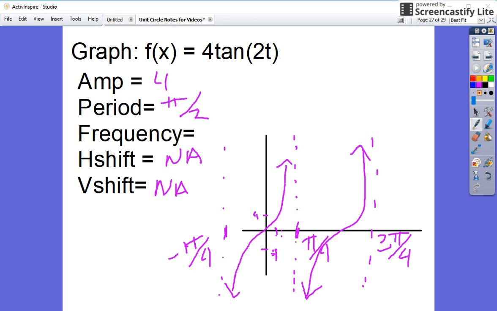Horizontal shifts and vertical shifts will have the same effect as they do for sine and cosine. Nothing really changed on that, so I just kept it simple for this one. So if you want to know what the horizontal and vertical shifts do, go watch the sine and cosine graphing video that I've posted, and it'll tell you how to deal with them.